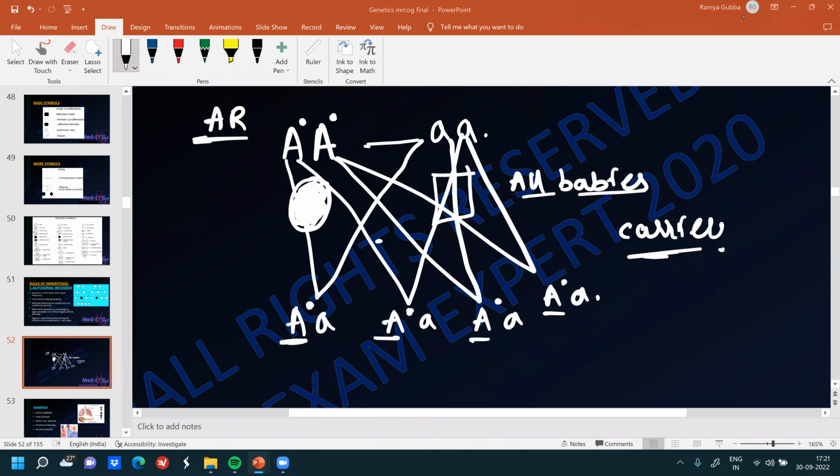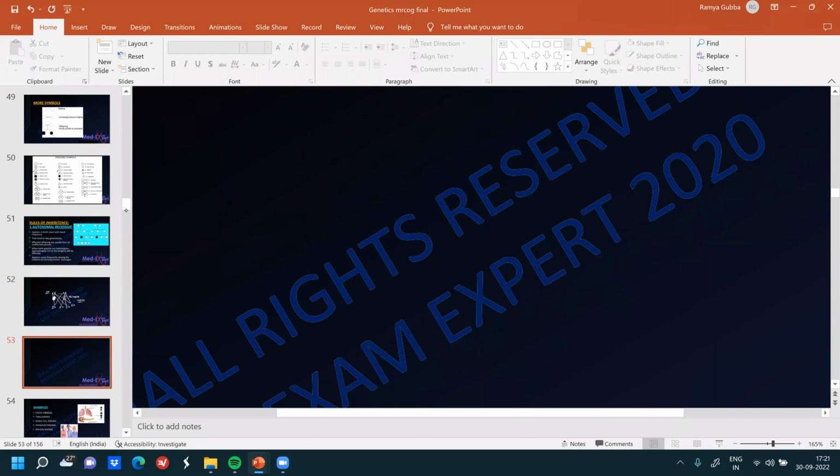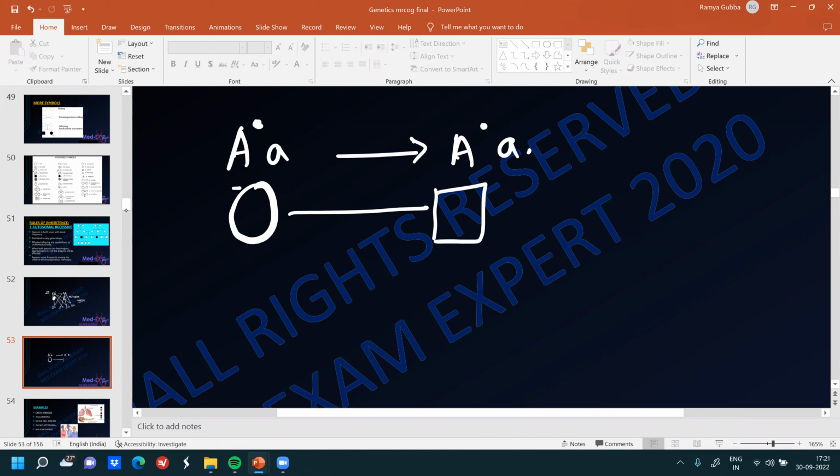Yes. Next, let us see one more example. Now let us take that both parents are carriers. Then what will happen? Both parents are not diseased because both of them are carriers, so they will not show any signs of disease. Next, what will happen? First the combination of AA. Next combination will be AA. Yes. Now how much percentage of the babies are going to be diseased when both parents are carriers?